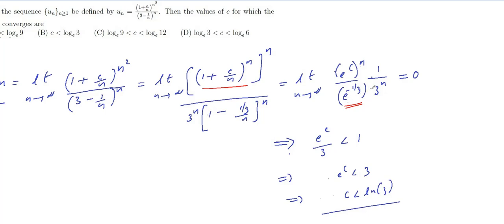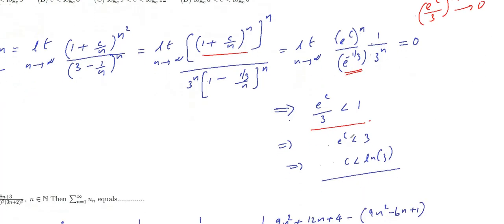So what happens is, to make this limit equal to 0, we have here (e to the power c by 3) all to the power n, and a constant like e to the power minus 1 by 3, and this has to be 0 as n goes to infinity. So this must be less than 1, then only this exponential term goes to 0, right? This must be less than 1, that is what we need. So e to the power c by 3 is less than 1.